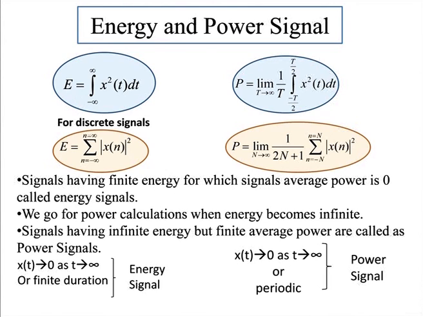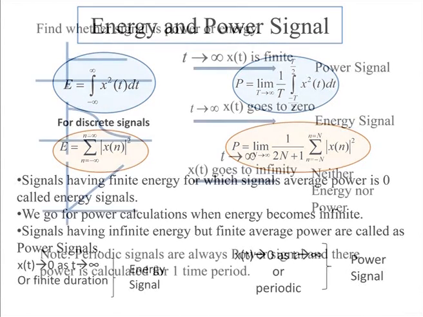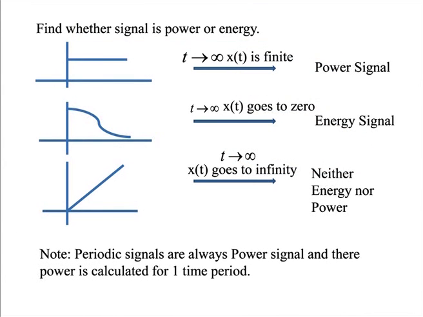If x t goes to 0 as t goes to infinity, or the signals have finite duration, they are energy signals. If x t does not go to 0 as t goes to infinity, like periodic signals, they are called power signals. So, these are some examples. In the first signal, as t goes to infinity, x t is finite, so this is a power signal. In the second signal, as t goes to infinity, x t goes to 0, so it is an energy signal. In the third figure, x t goes to infinity as t goes to infinity, which means it is neither a power signal nor an energy signal. The simple note here: periodic signals are always power signals and their power is calculated for one time period.